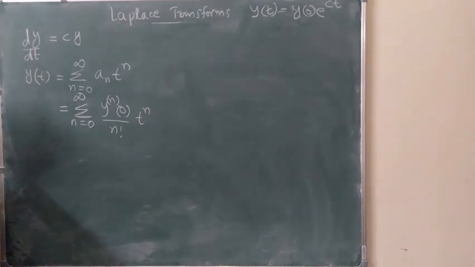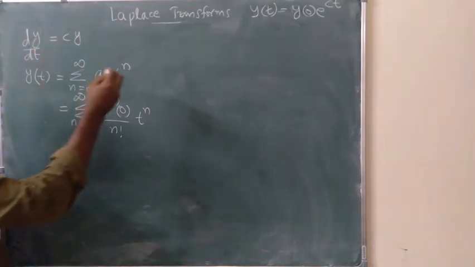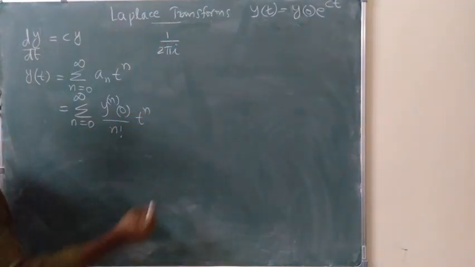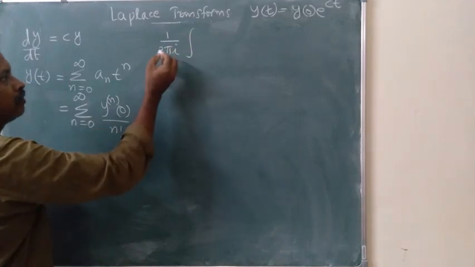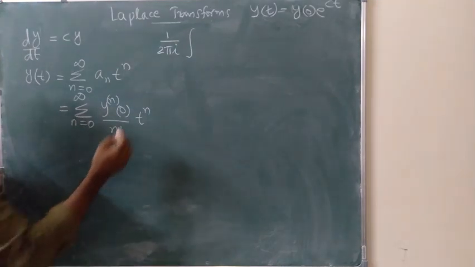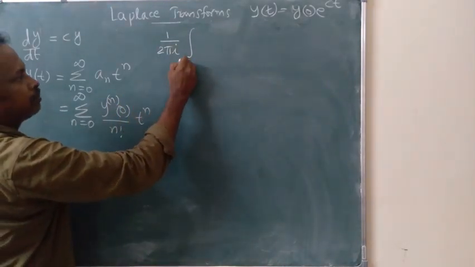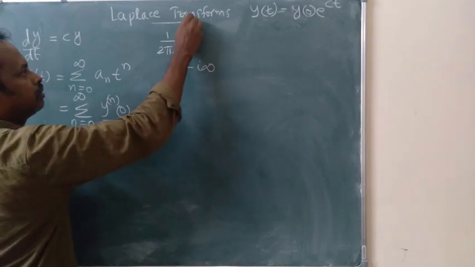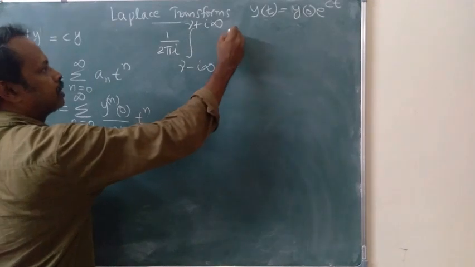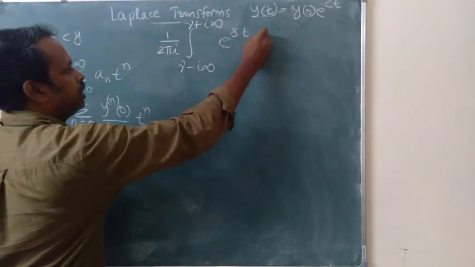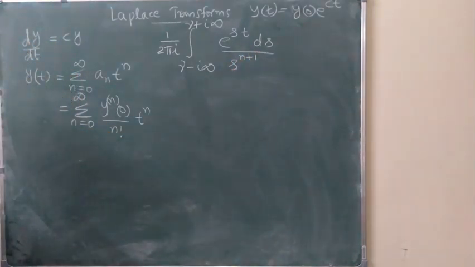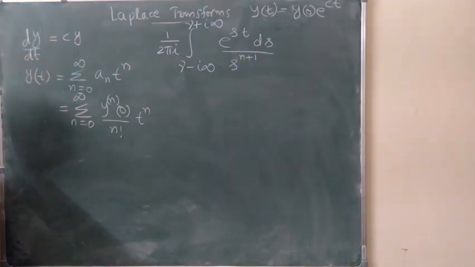Okay, now we will consider an integral that is a bit different from this topic, which is a complex integral of the form 1/(2 pi i), where i is the imaginary square root of minus 1, from gamma minus i infinity to gamma plus i infinity, of e^(st) ds divided by s^(n+1). So this is the integral that we will consider.